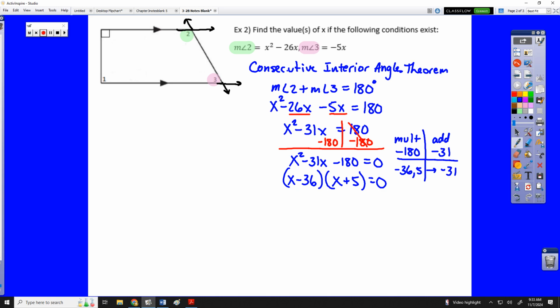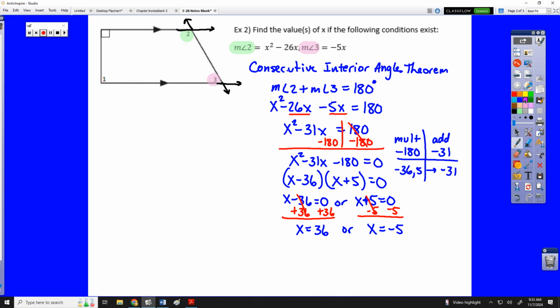Now again, the only way that that expression can be true is if one of those two factors is equal to 0. So we break it up into two separate linear equations, x minus 36 equals 0, or x plus 5 equals 0. And then we solve each of those equations. Again, these are one-step equations. They are very straightforward. So we end up with two possible answers, x equals 36 or x equals negative 5.